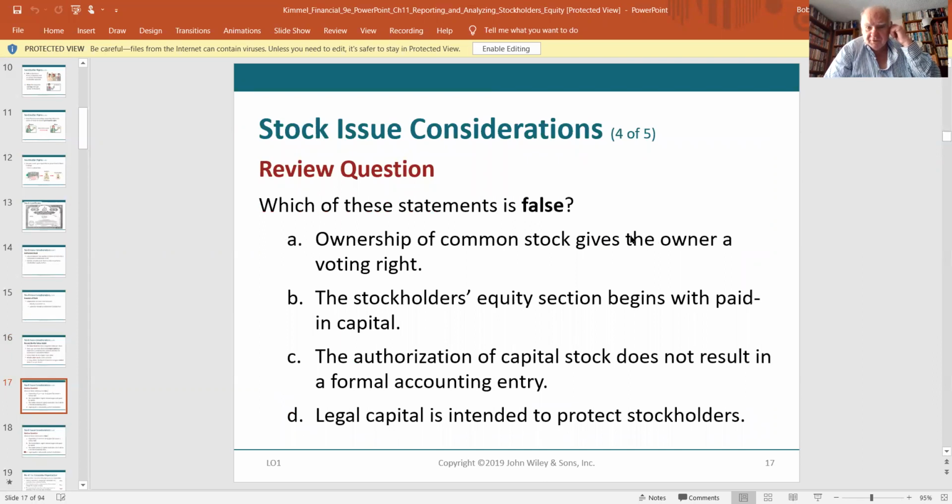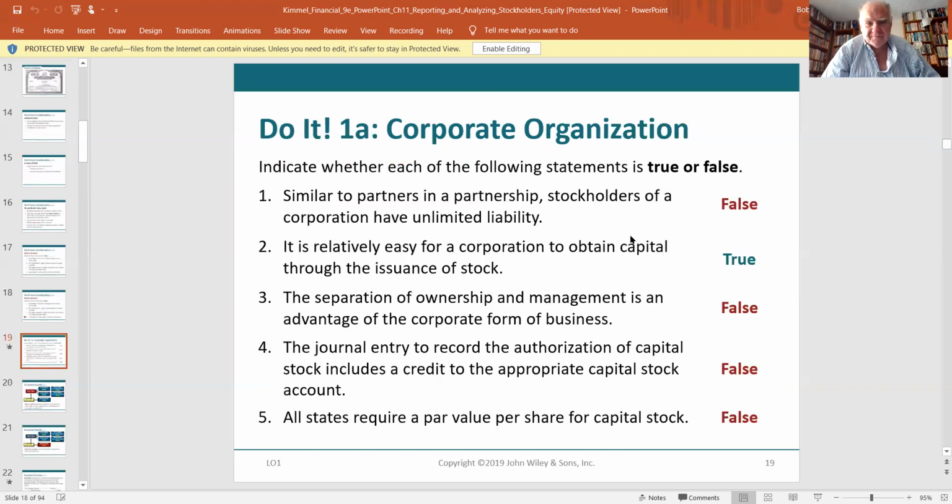Which of these is false? Ownership gives a voting right. Begins with paid in capital. I don't care about that one. Legal capital is intended to protect stockholders. No. Legal capital is to force companies into issuing stock only when they can afford to do so.